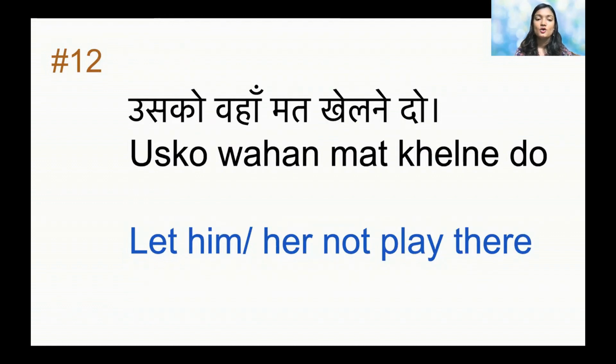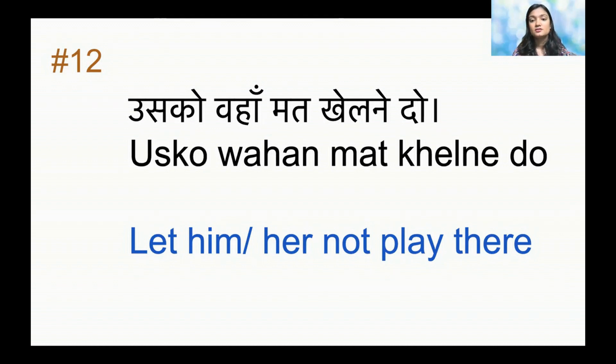Number 12, उसको वहां मत खेलने दो. उसको वहां मत खेलने दो. This is a negative sentence. Matlab, instead of saying let him or let her, what we are saying is don't let him or don't let her.